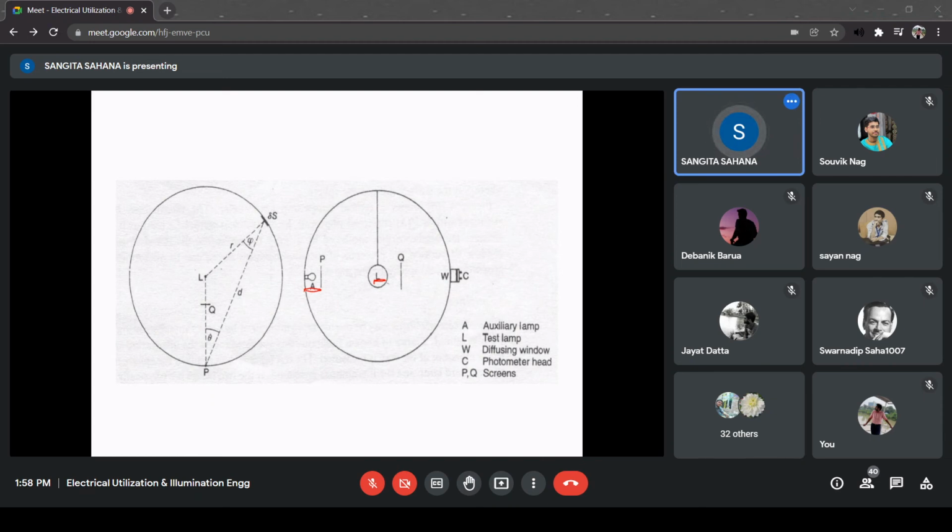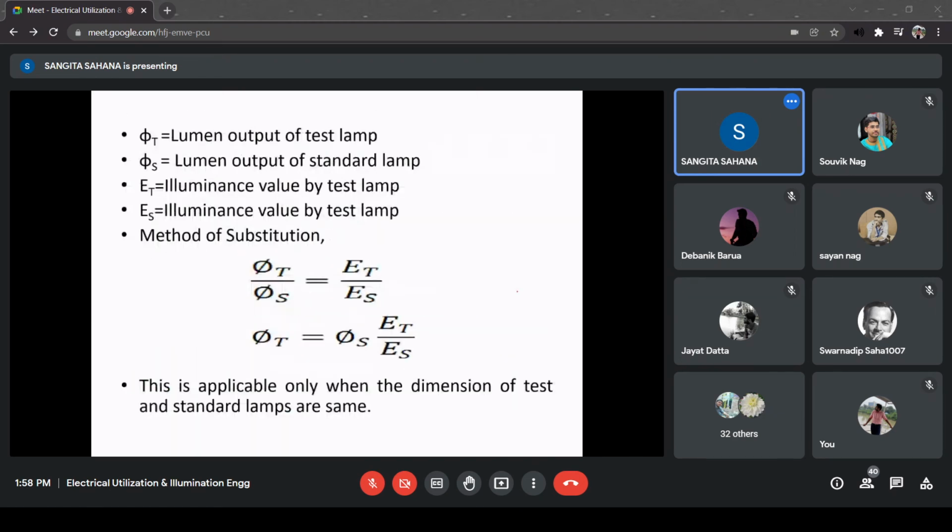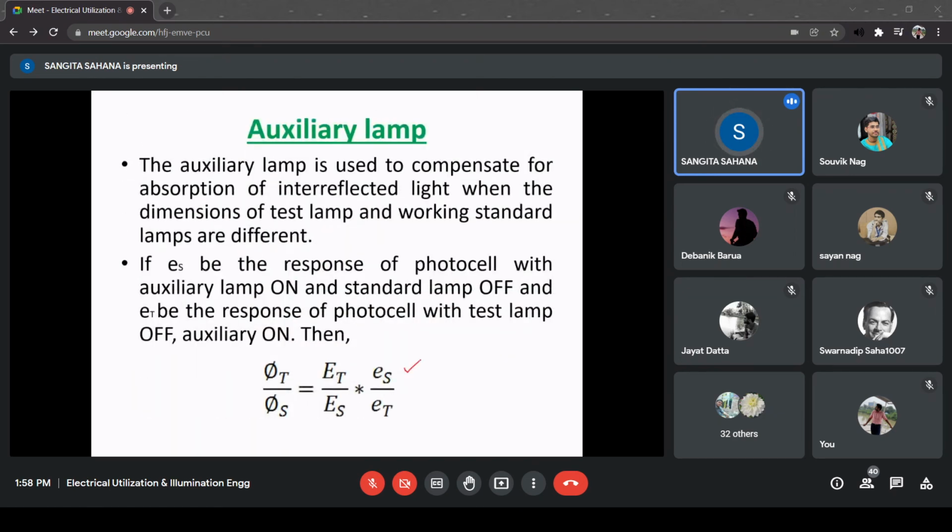So there will be a small difference between this small es and small et. Since the dimensions of the test lamp and the standard lamp are different, by just switching on the auxiliary lamp I see how much difference I get between es and et, that is the correction factor. So thus we can get the difference due to the dimension mismatch of the test lamp and the working standard lamp. Okay, or any question?